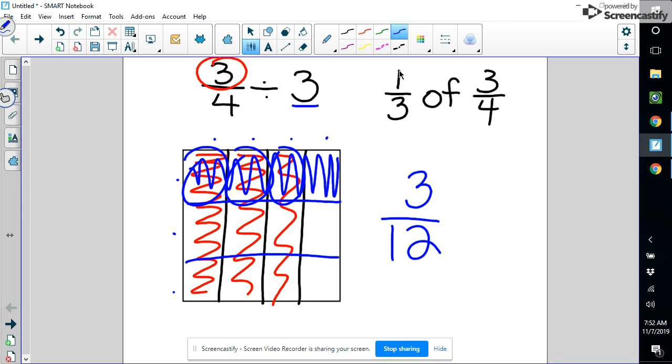But that is how I would divide fractions using a visual model.